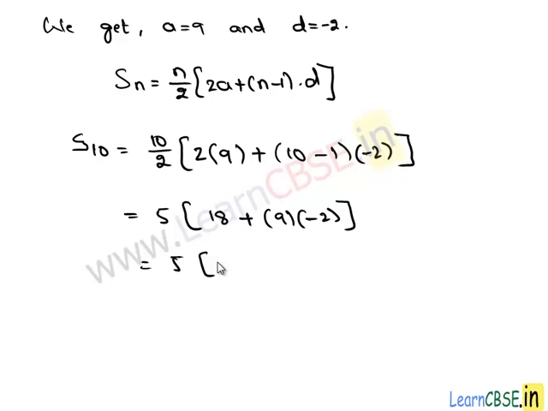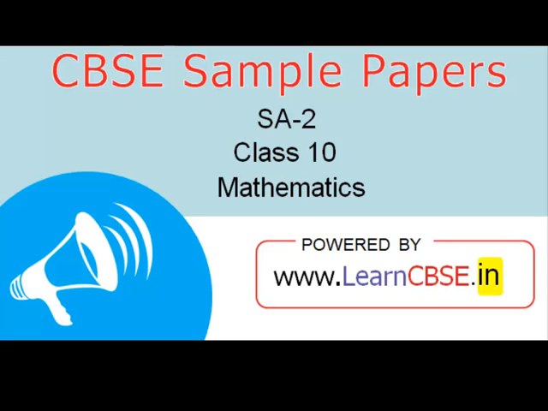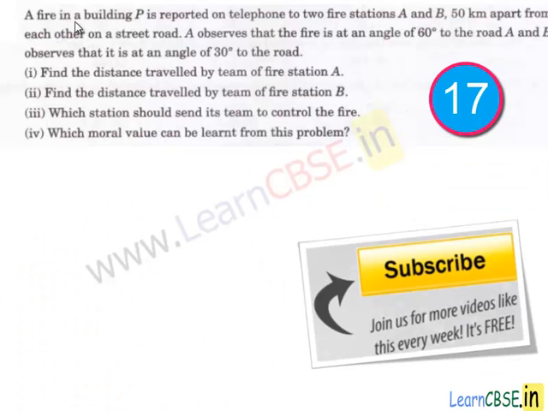5 times 18 plus of minus 2 is minus. And 9 times 2 is 18. So plus 18 and minus 18 get cancelled. We remain 0. So 0 times 5 is 0. So the sum of first 10 terms is 0. And this completes our solution. Let's move to the next question.